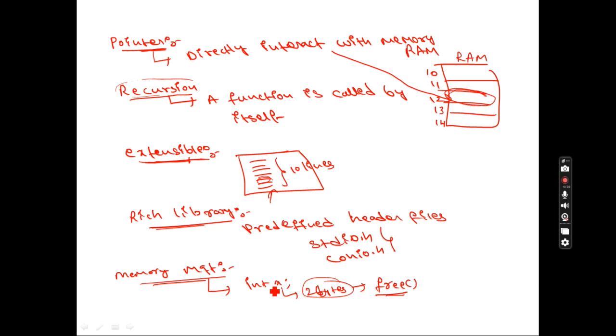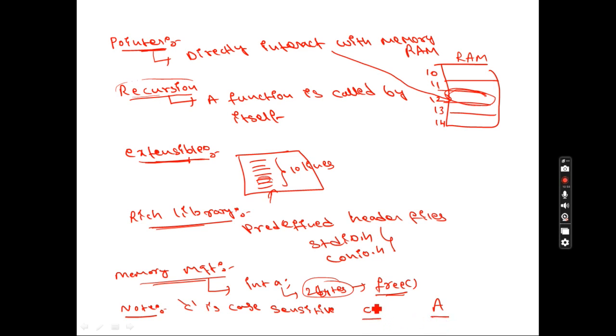The next important point you need to remember: C is a case sensitive language. If anyone asks what type of language C is, you need to say C is a case sensitive language. Now I will explain. It means small a and capital A. We are human beings, we cannot differentiate small a and capital A.